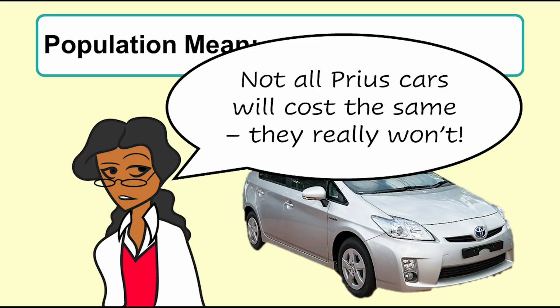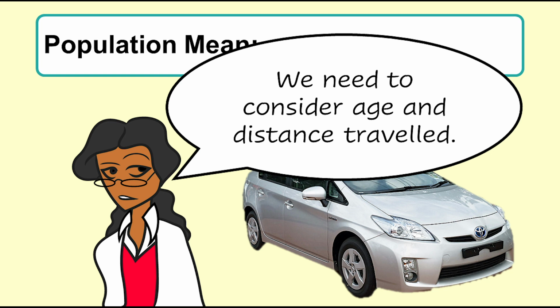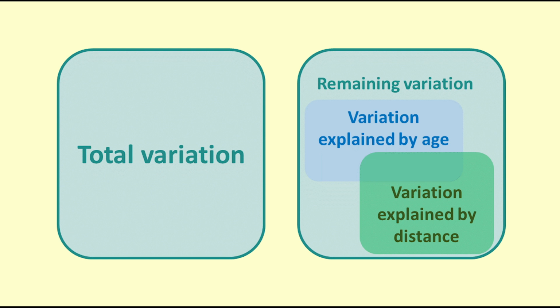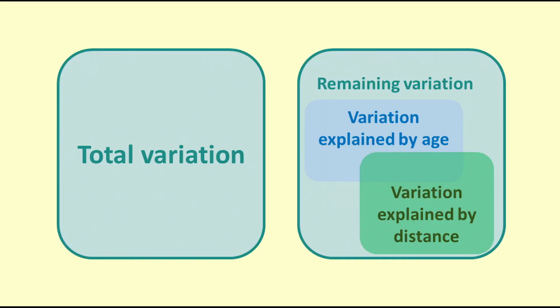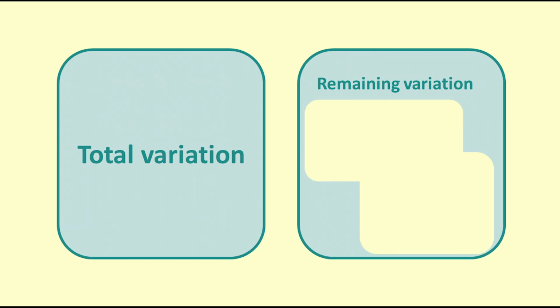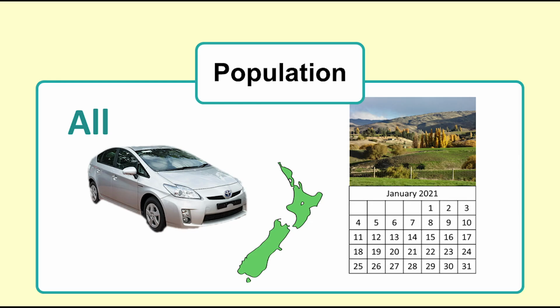Now, we are pretty sure that the age and the distance the car has travelled will have an impact on the price. So we can account for some of the variability by including age and distance in the model, thus improving our ability to predict a car price. Using least squares, we could find a population model that calculated the price using age and distance as inputs. This would reduce the variability in the model. Note that we are still talking about the population of all the cars, which is only theoretical. There would still be variability, but it would be reduced by including age and distance.